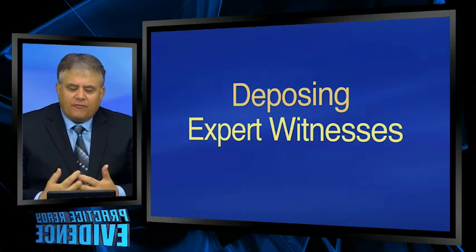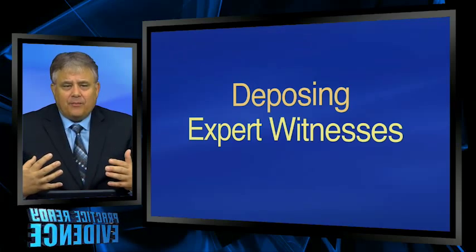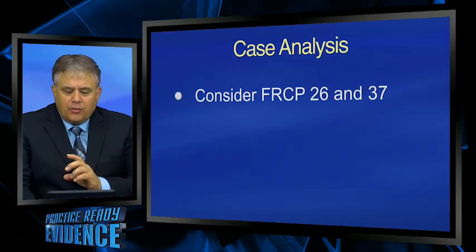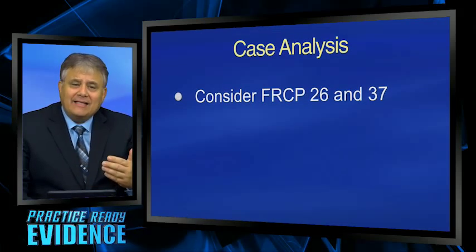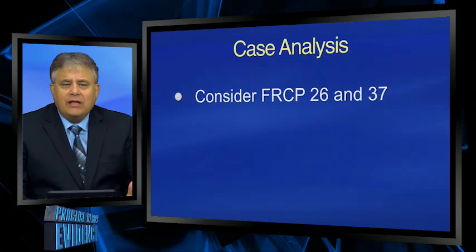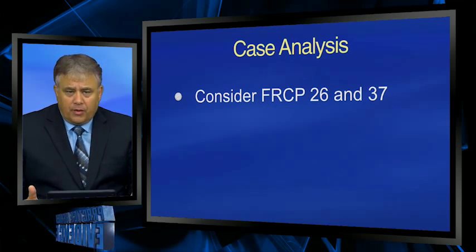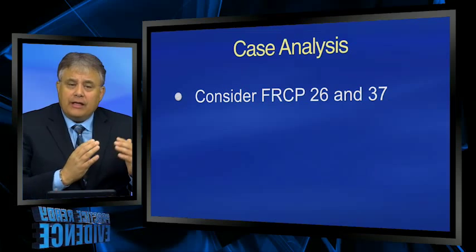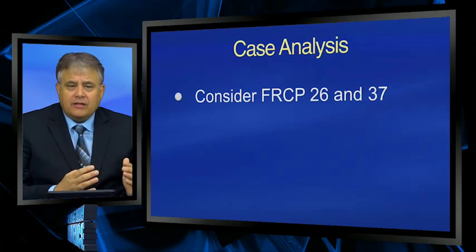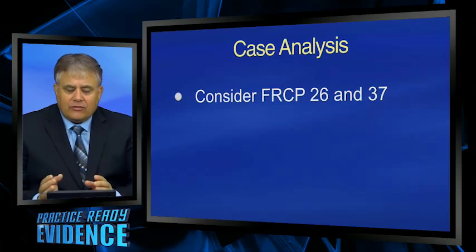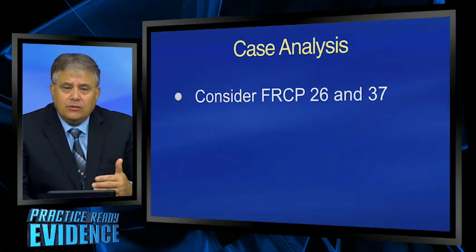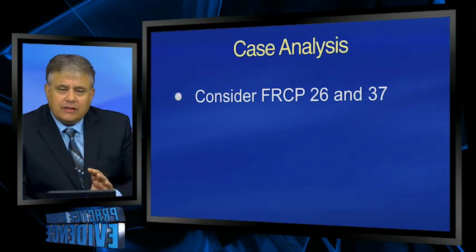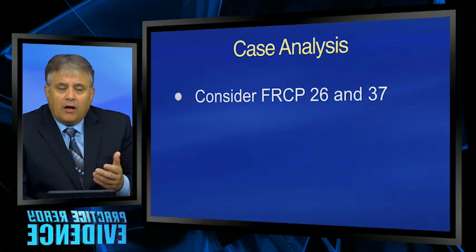But there have been some changes to the federal rules of civil procedure that we need to think about as advocates when we're making the decision about whether or not to depose witnesses. So as we're analyzing a case and looking at the decision point of, am I going to depose my opponent's expert witness, we have to consider, in conjunction with the rules of evidence, the rules of civil procedure 26 and 37 as they apply to the admissibility and the cross-examination, the attack, if you will, on an expert witness.